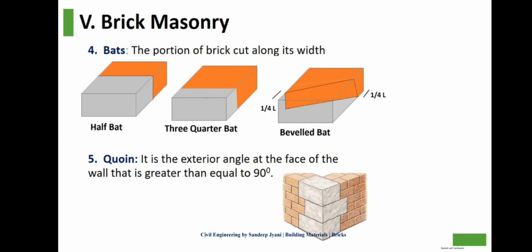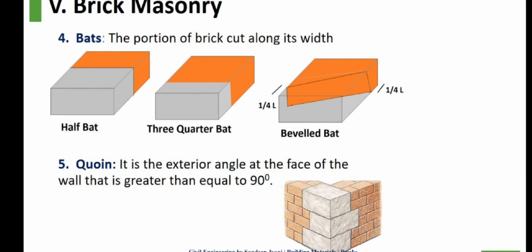Bats. The portion of brick cut along its width. Half bat, three-quarter bat, beveled bat. Quoin. It is the exterior angle at the face of the wall that is greater than or equal to 90 degrees.